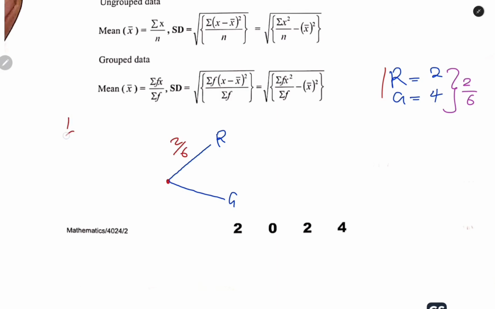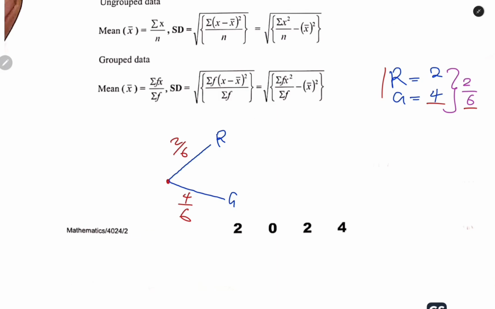You can reduce it and write 1 over 3, there's no problem. Then what if the green one was picked? What is the probability of picking a green? It will be 4 over the total, so 4 over 6. You can reduce it to 2 over 3.